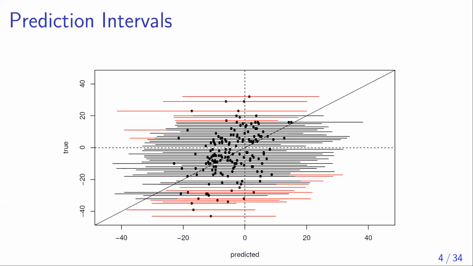So here we have just an example of what a prediction interval might look like. Here we have a collection of point predictions, those black dots, and then the lines you see across those black dots are the prediction intervals. For this particular example, the red lines are where the prediction interval does not include the true outcome, and the black lines are where the prediction interval does include the true outcome.